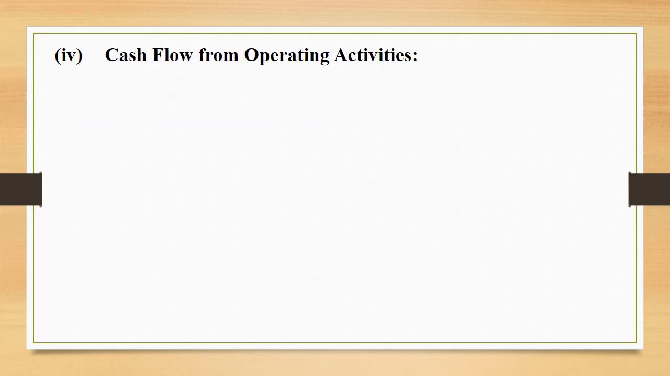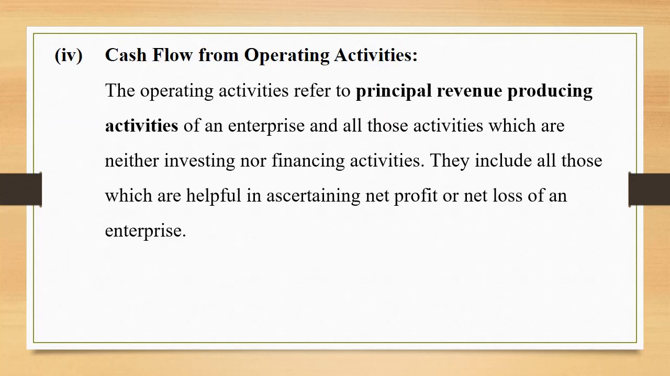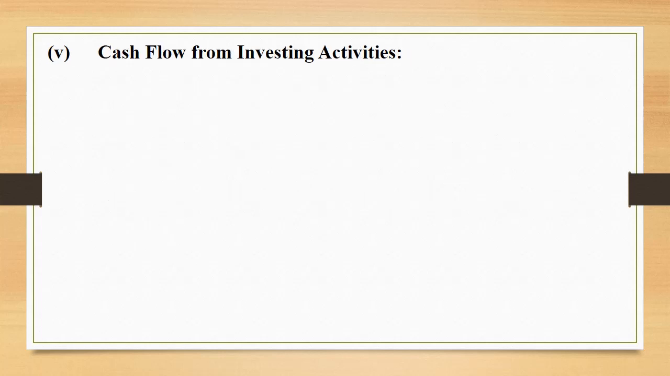Cash flow from operating activities. The operating activities refer to principal revenue producing activities of an enterprise, and all those activities which are neither investing nor financing activities. They include all those which are helpful in ascertaining the net profit or net loss of an enterprise.